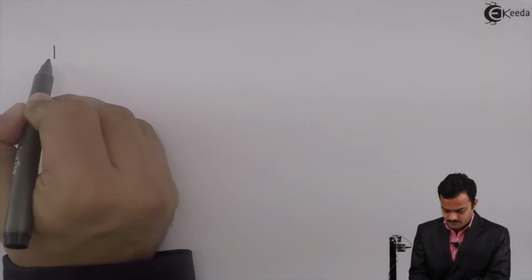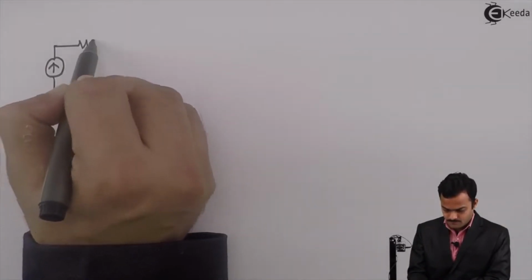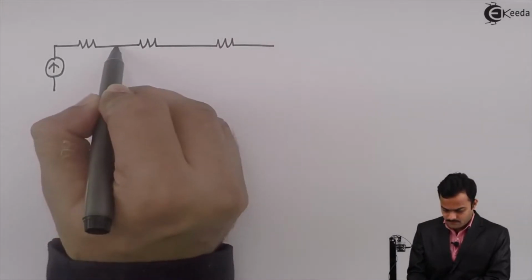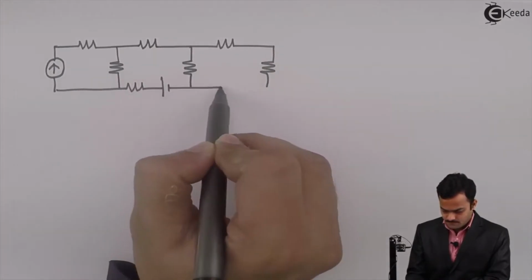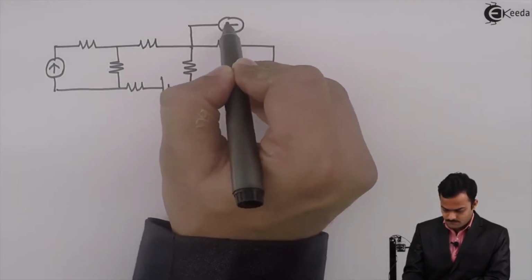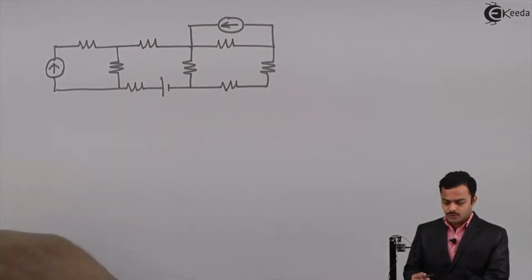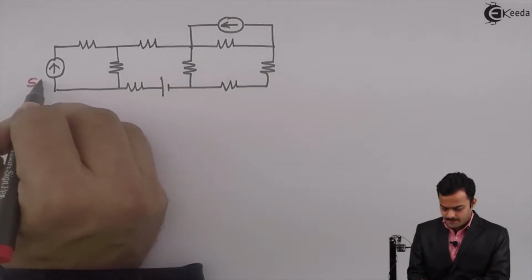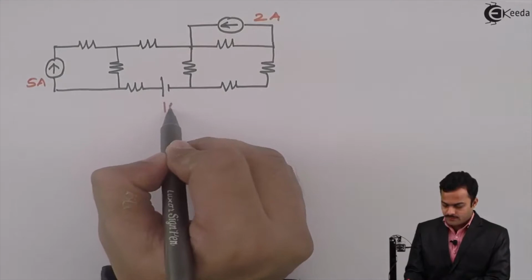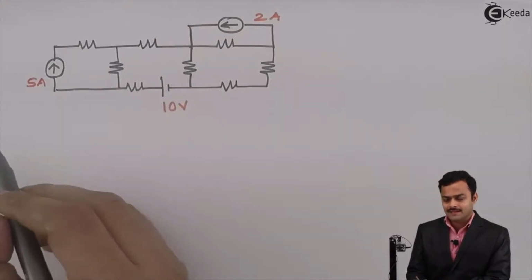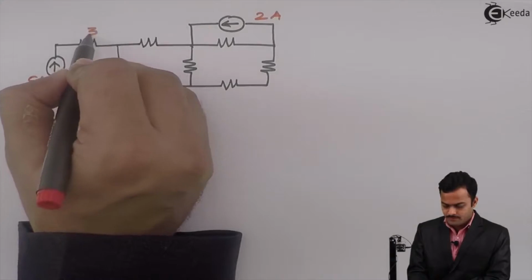Friends, in this video we are going to see the application of superposition theorem to solve a problem. So let's take a problem. Here there are two current sources of 5 ampere and 2 ampere with a voltage source of 10 volt and a number of resistances connected. So I will give the values to them.